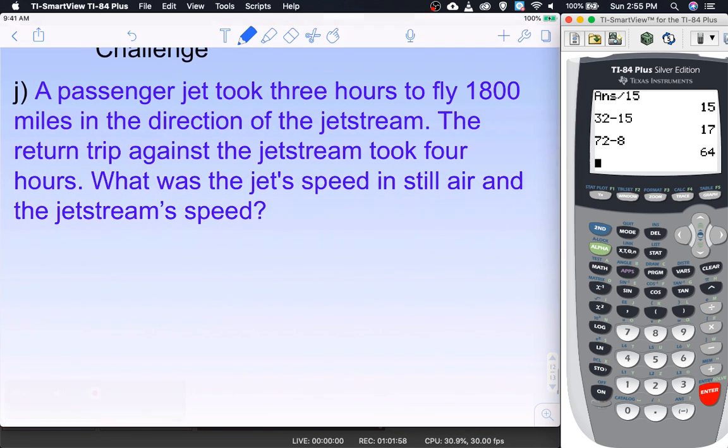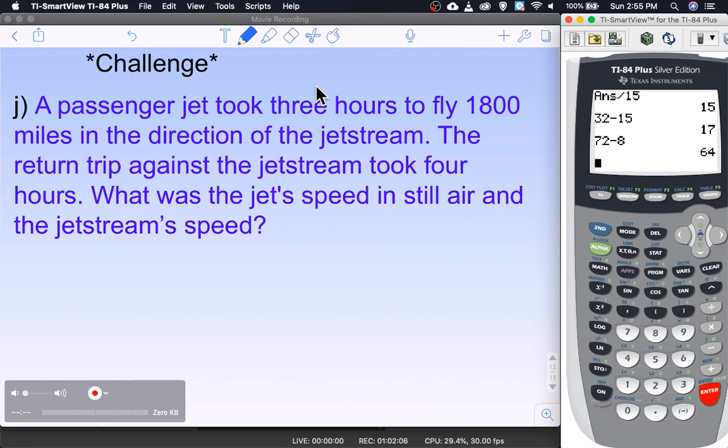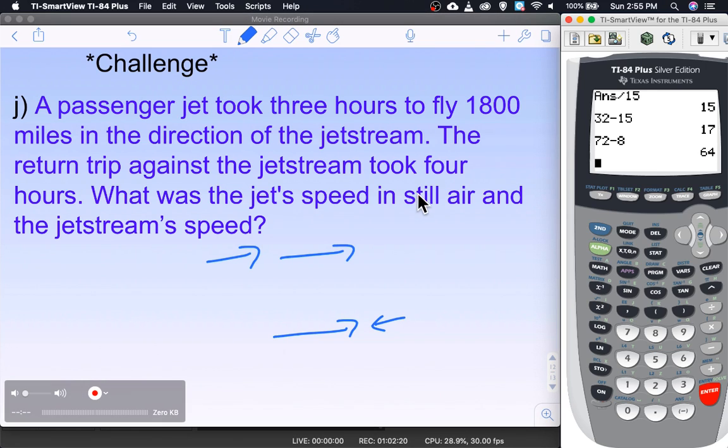And finally, our last question. Now, this one is a bit of a challenge. It says a passenger jet took 3 hours to fly 1,800 miles in the direction of the jet stream, meaning they're going with the wind. The plane's going this way, the wind is going this way. The return trip against the jet stream means the wind is still blowing this way, but now they're coming into the wind, took 4 hours. What was the jet's speed in still air and the jet stream's speed?